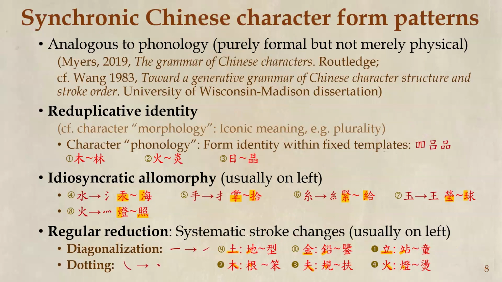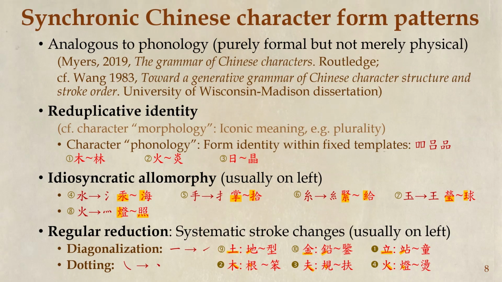So now turning to Chinese character form patterns, I've argued in a book and other places that this is analogous to phonology, just like sign language phonology is a silent formal pattern. It is purely formal. It doesn't relate to the interpretation of the written forms, but just their form, but it's not purely physics. It's a psychological phenomenon. And I'll talk about three particular patterns in Chinese character form, which I'll call reduplicative identity, idiosyncratic allomorphy, and regular reduction.